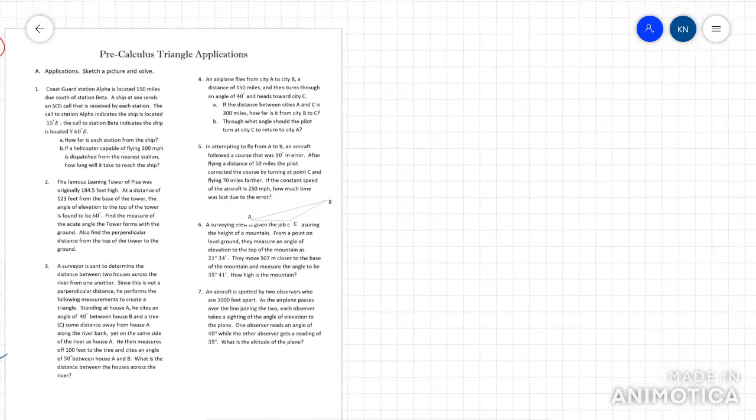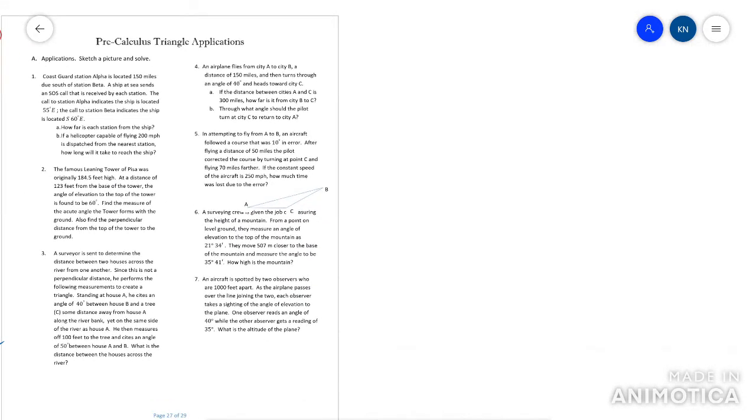There's an airplane that's going from city A to B that's 150 miles. So we'll call this city A. We'll call this city B. And this distance is 150 miles. Okay, then it says he turns through at an angle of 40 degrees. So what that means is he's going to go through B, turn 40 degrees, and then start going again.